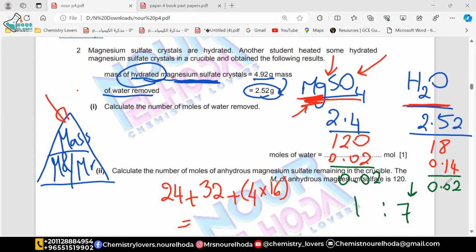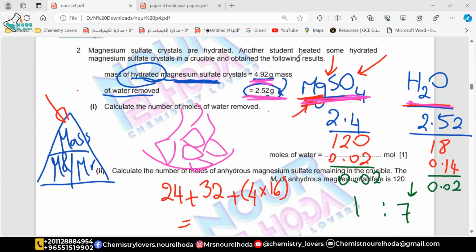Again, I'm going to repeat. What did I do? Number 1: this is magnesium sulfate, or this is water. The magnesium sulfate, this is 4.92. This was the salt and the water it contained. But once I heat it, all the water will evaporate. So the mass of the water is 2.52. That's why I put it.